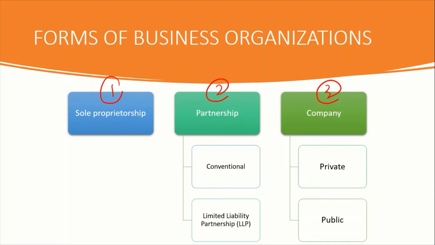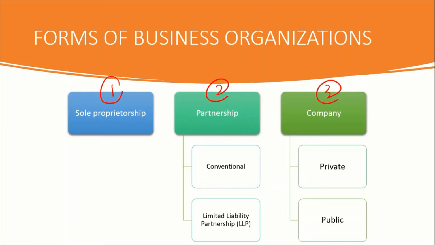So the second is partnership, which is a business that is formed by two or more partners operating as the head of the business. The partnership is divided into two types: conventional, the traditional partnership, and second, limited liability partnership.